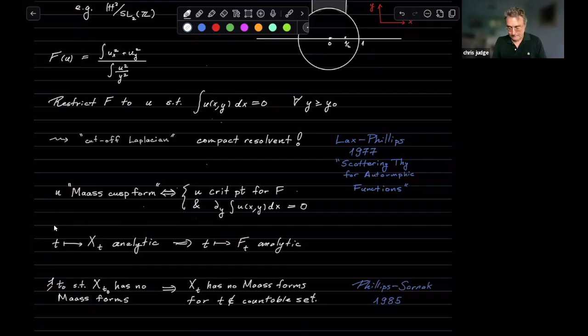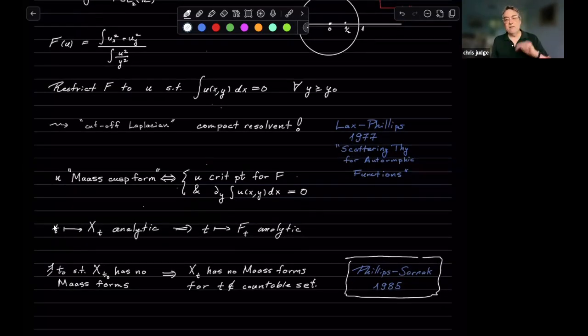So here I'm assuming again that t is in some interval. And so just knowing the existence of one that doesn't have any Maass cusp forms means that basically almost all of them in that family don't have. Okay? And so that was a remark made in a paper of Phillips and Sarnak in 1985, but they credit Lax with this.